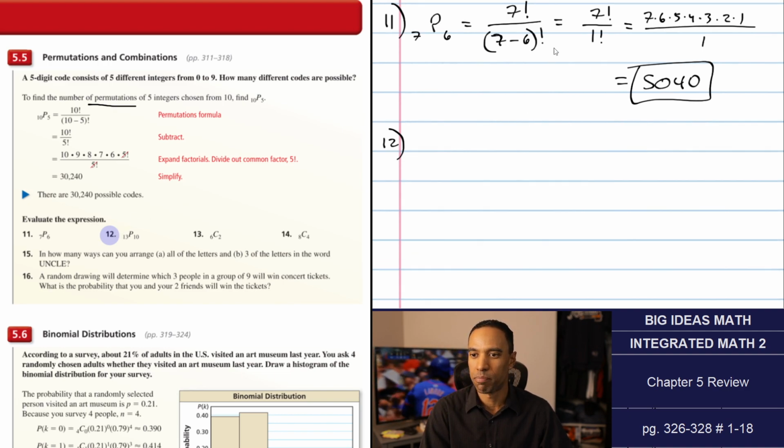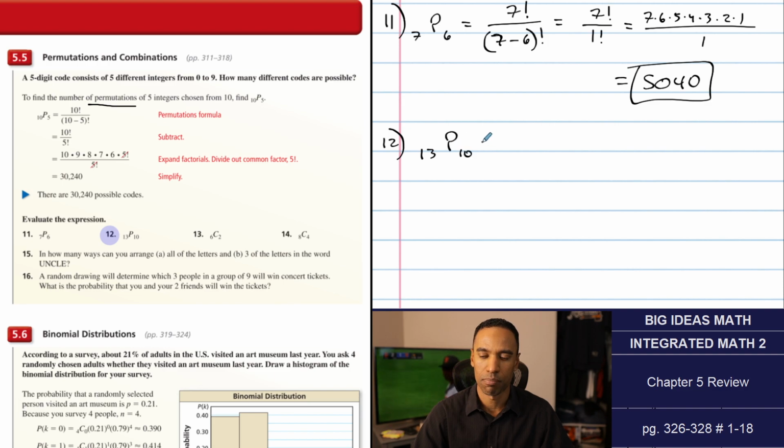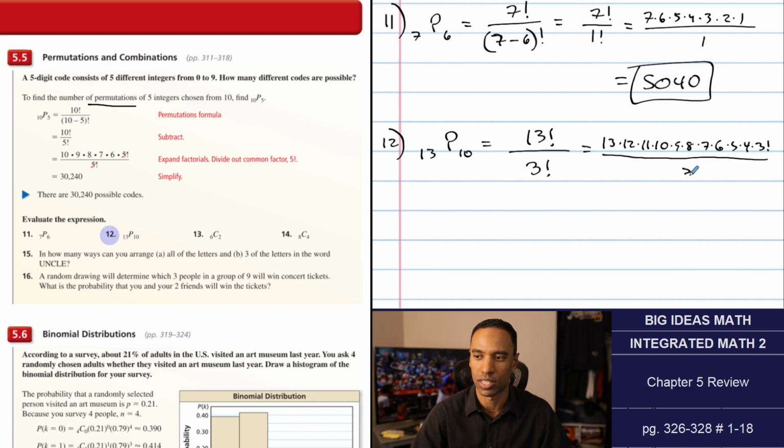Number 12, 13 pick 10. I'm afraid this is one that I might have to go to the calculator for. We'll see. But 13 pick 10 is going to be 13 factorial over 13 minus 10 factorial. That means 3 factorial. So that's 13, 12, 11, 10, 9, 8, 7, 6, 5, 4, 3, 2, 1, but 3 factorial cancels with the bottom 3 factorial. I will absolutely use a calculator here.